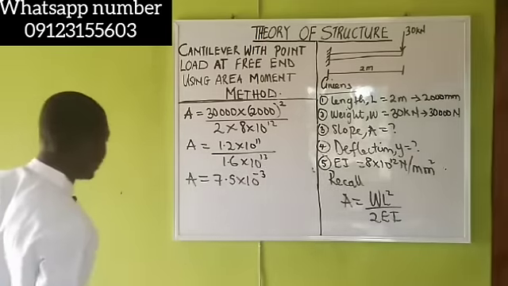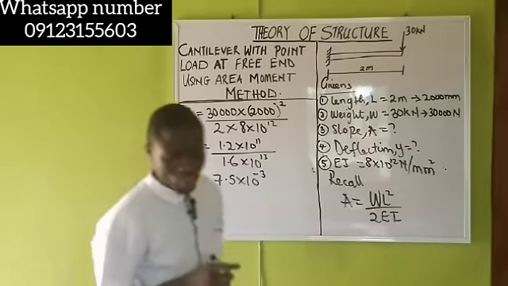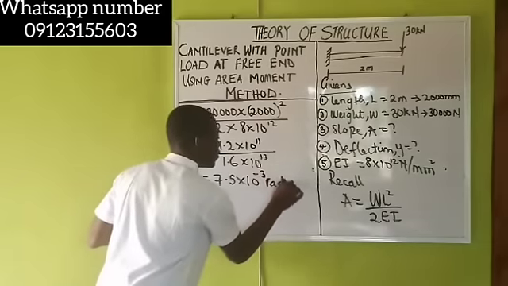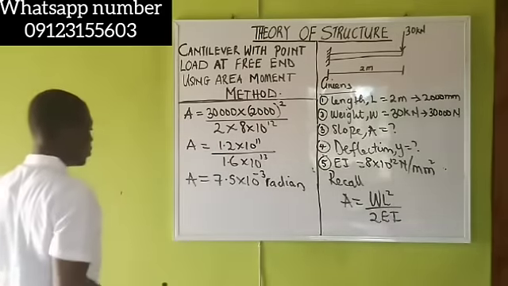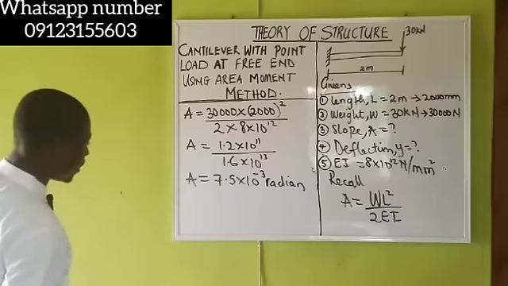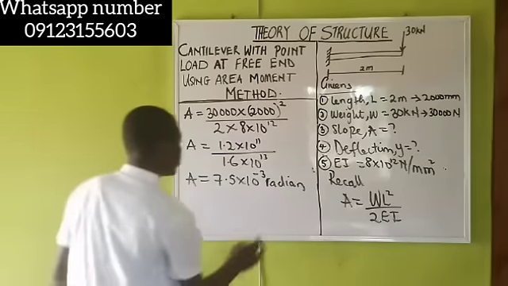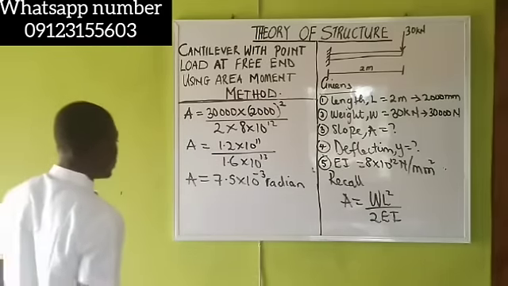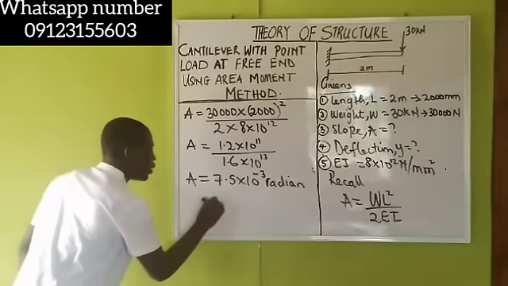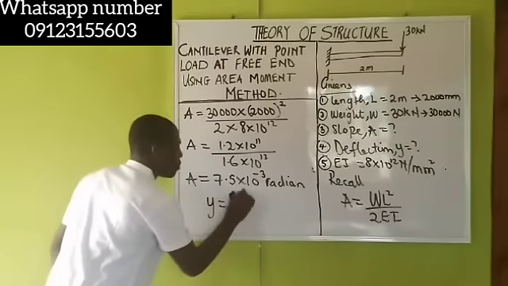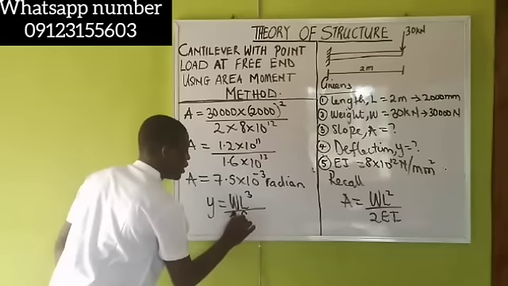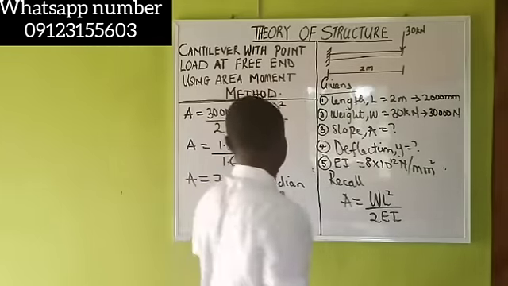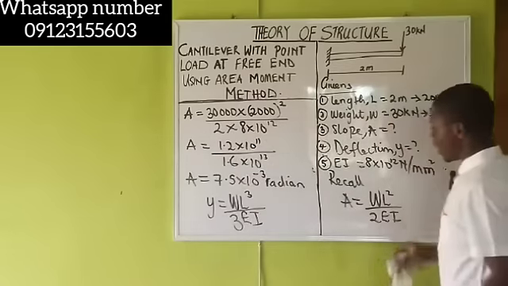So here is my value in radian. Please take note, it's always in radian. The SI will be in radian, right? Next up, I've gotten my slope equation. Let's get deflection, please. For deflection, we said y is equal to WL to the power 3 over 3EI. Let's get the value, please. To do that, let's input the parameters.